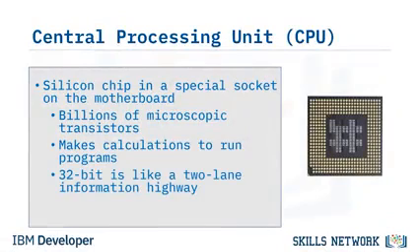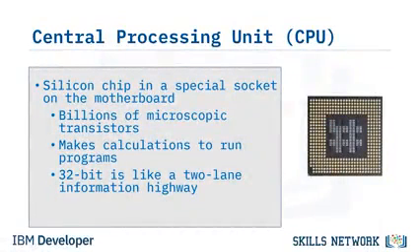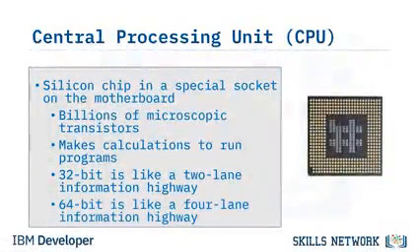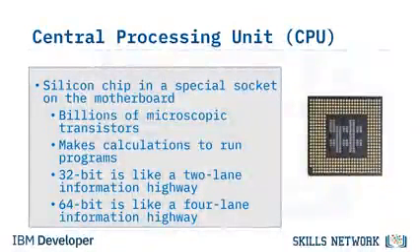A 32-bit CPU is a processor architecture that can transfer 32 bits of data per clock cycle. Think of a 32-bit CPU as a two-lane information highway. 32-bit processors are found in laptops, workstations, and servers. A 64-bit CPU is comparable to a four-lane information highway, enabling twice the amount of data to move compared to a 32-bit CPU. 64-bit processors are also found in laptops, workstations, and servers.